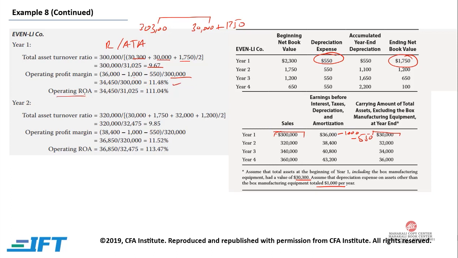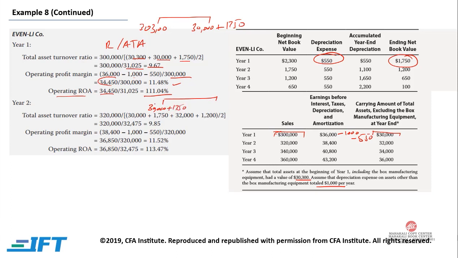Operating return on asset. So operating return on asset is EBIT divided by average total assets. So we know that EBIT is 36,000 minus 1,000 minus 550, that equals 34,450. So 34,450 divided by average total assets, that is 31,025, and we get 111.04%.